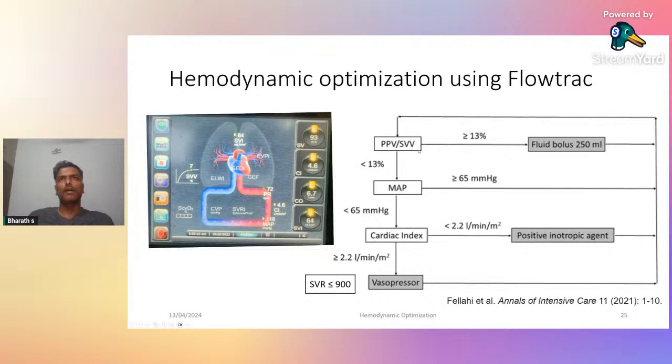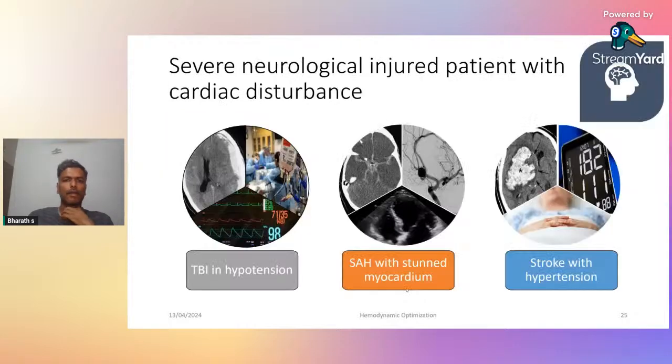The first thing you look at is whether the patient is fluid responsive or not. So you look at pulse pressure variation or stroke volume variation. If it is more than 13%, then you give a fluid bolus. If it is less than 13%, that means the fluid status is adequate. Then you look at the mean arterial pressure, whether it is high or low. If it is low, then you look at cardiac index. If the cardiac index is low, it would indicate the need for a positive inotropic agent. If the cardiac index is good but the SVRI is low, then we need to start a vasopressor. So this is a very simplified form of using goal-directed therapy to optimize the blood pressure.